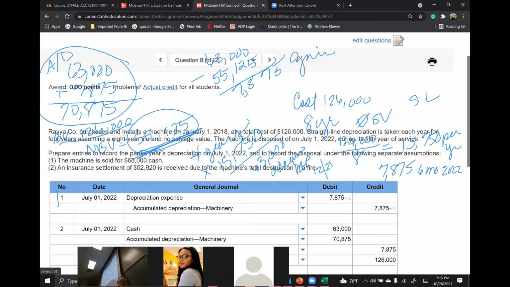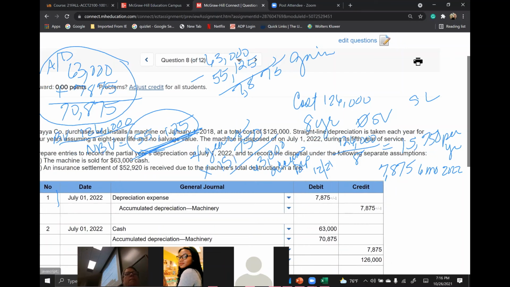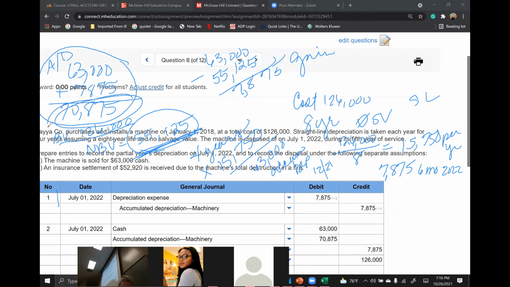So now I got to take that whole thing off. That's my credit. I know that I have to get rid of my accumulated depreciation, which is sitting as a credit. So I have to debit accumulated depreciation for how much? Right here, the full amount. Let me get back to my pen right here. The full amount, 70,875. That was what I depreciated over 4.5 years. So I have to do a debit to get rid of that.